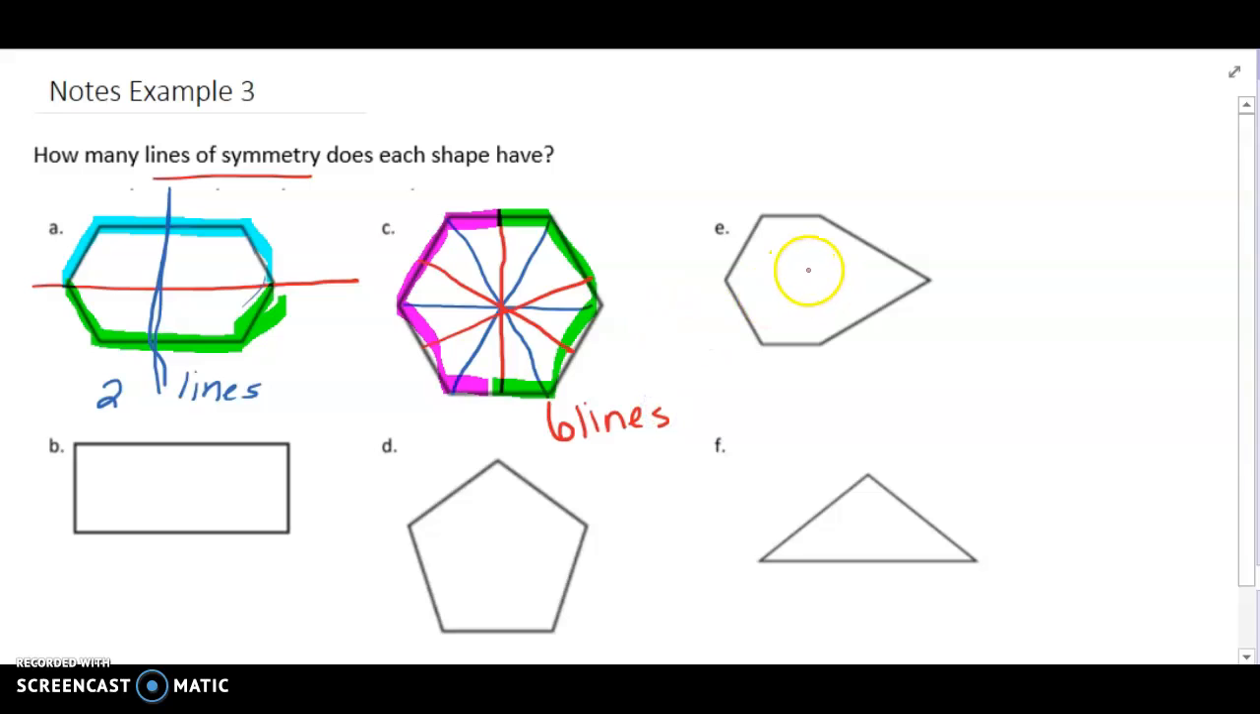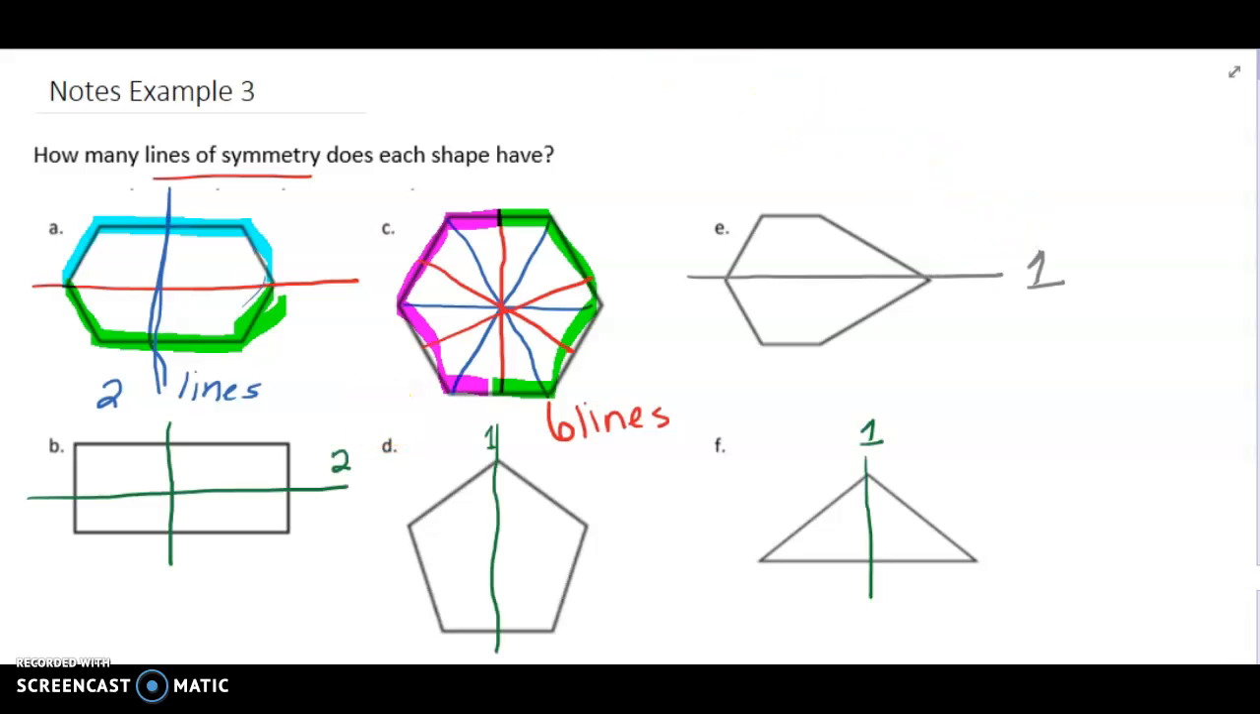So what I want you to do is go and look at these next 4, and I want you to draw in the lines of symmetry, and then we'll go over them. All right, so here is what you should have gotten on each of these lines of symmetry.